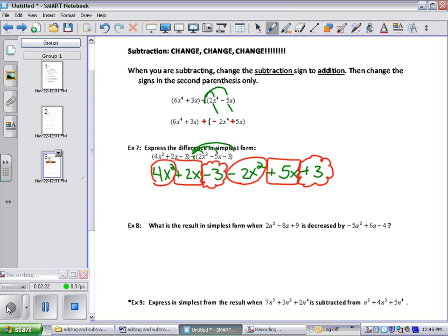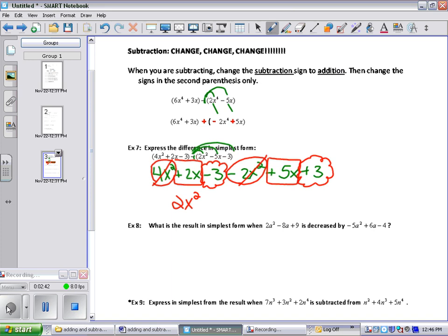Now I can combine like terms. So let's look at my circles first. It says 4 minus 2. If I do 4 minus 2, I get 2x squared. So you always write your variable and your exponent. So now these are done. I already took care of them. You can cross them out.